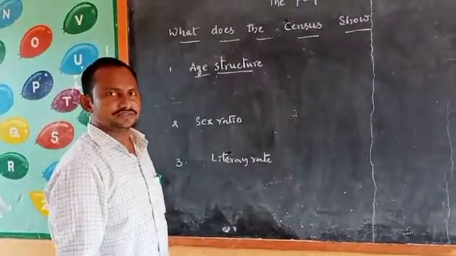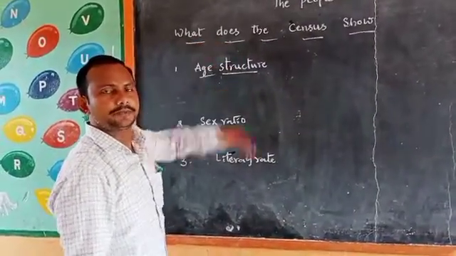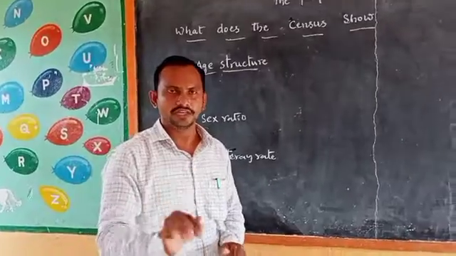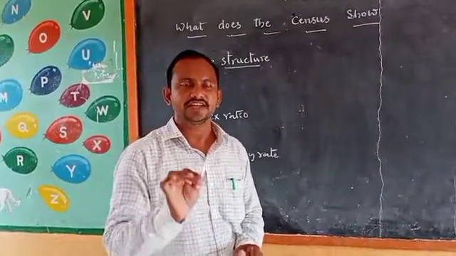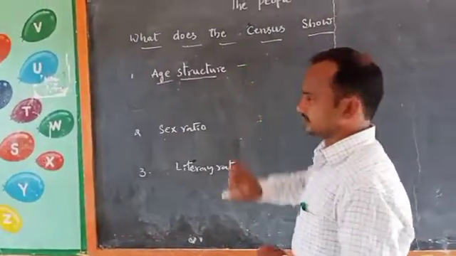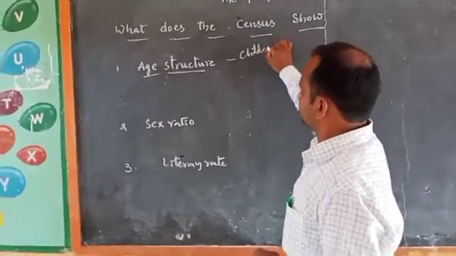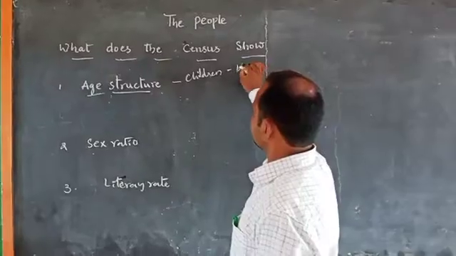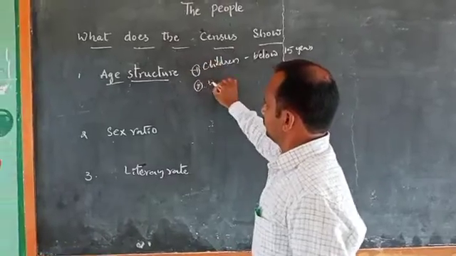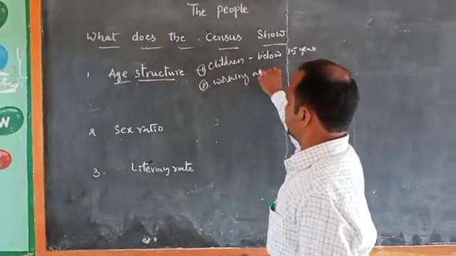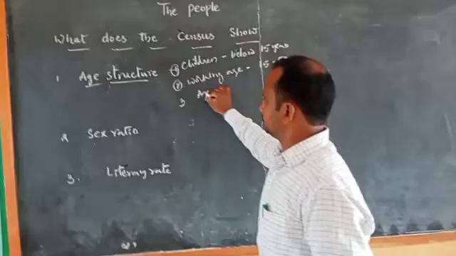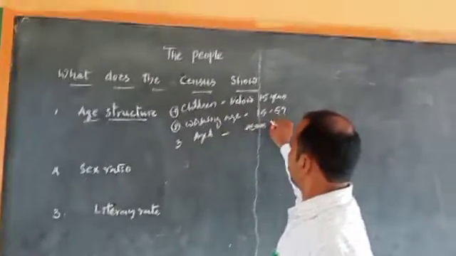According to the age structure, the census of India divides the people into three categories: children, working age, and the third category, aged. Children, you know, are the people below the age of 15 years. Below 15 years. And the second category is working age, nothing but working population, that is between 15 to 59. The third one is aged, that is above 59.